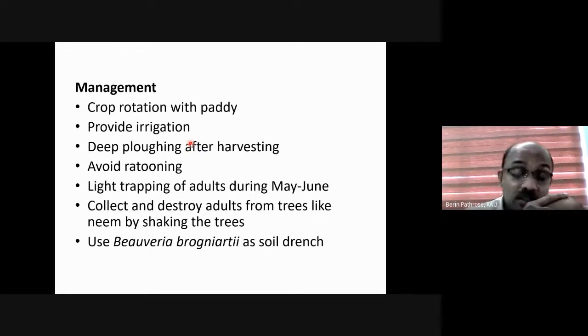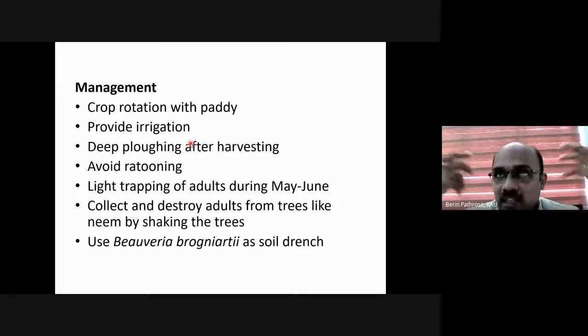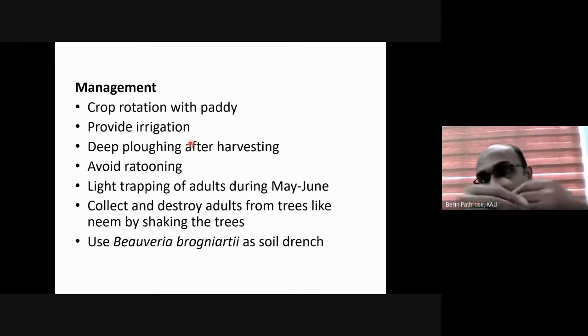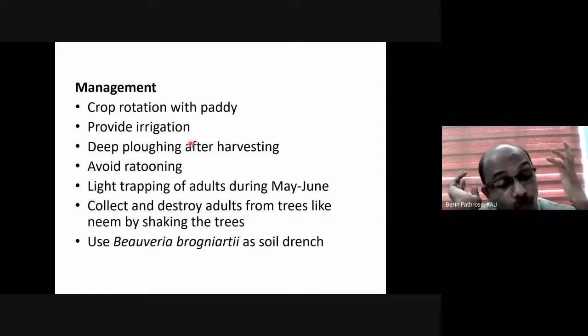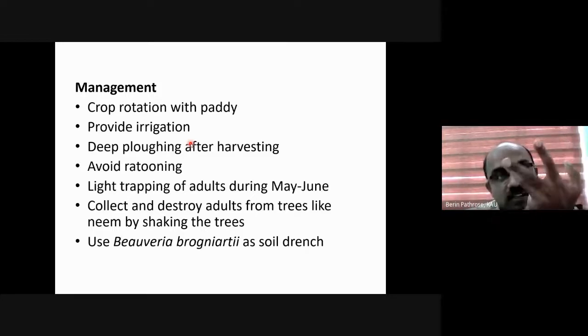Then after harvesting, go for deep plowing because this is a soil pest. The grubs are remaining in the soil. So if you plow the field thoroughly, the grubs will be exposed, the birds will be picking them up, and they will get killed. Avoid ratooning in affected areas because if you ratoon the crop, it will be more severe. So if there is a root grub infestation, it is better to go for a crop rotation with paddy.